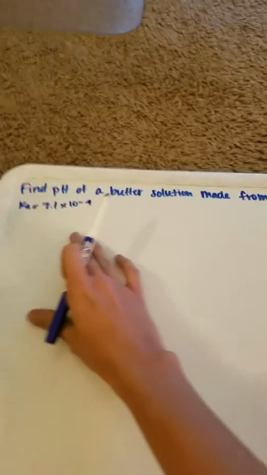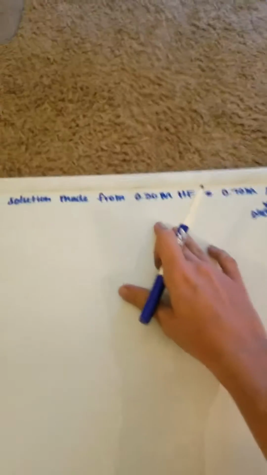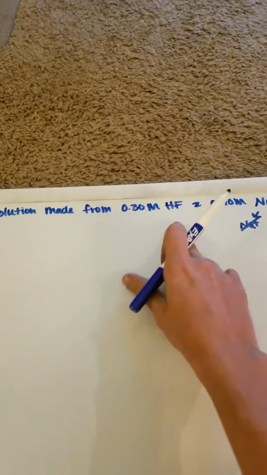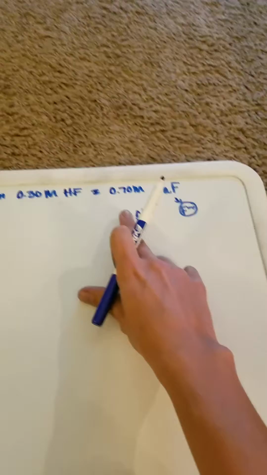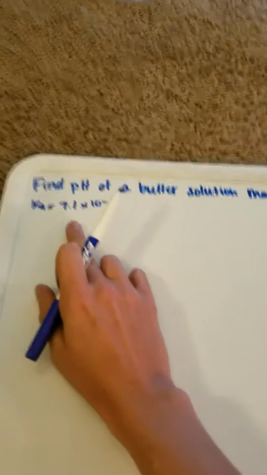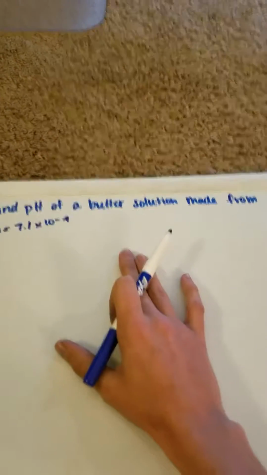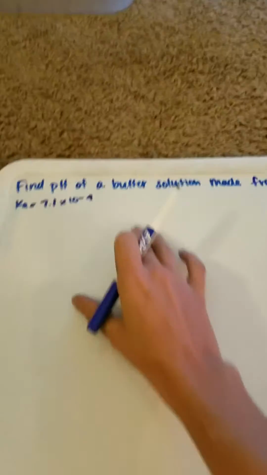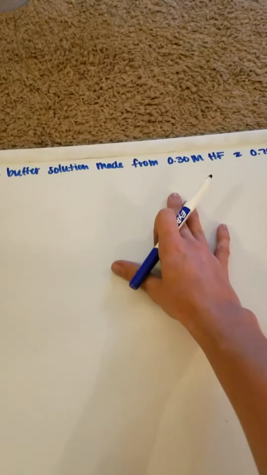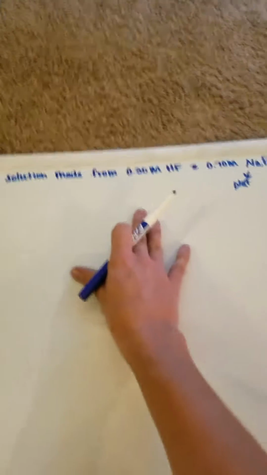Okay, so we're presented this question. We want to find the pH of a buffer solution made from 0.3 molar HF and 0.7 molar NaF. And we're given a Ka value, 7.1 times 10 to the negative fourth. I like to deal with any kind of math like this in chemistry first by making a chemical equation.